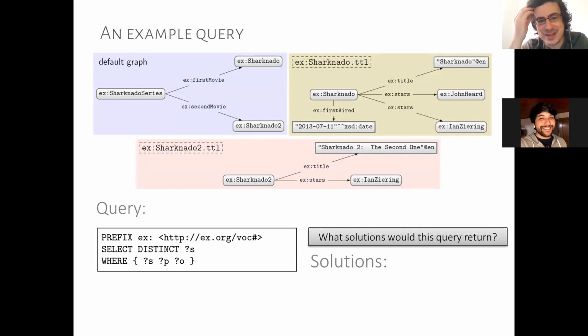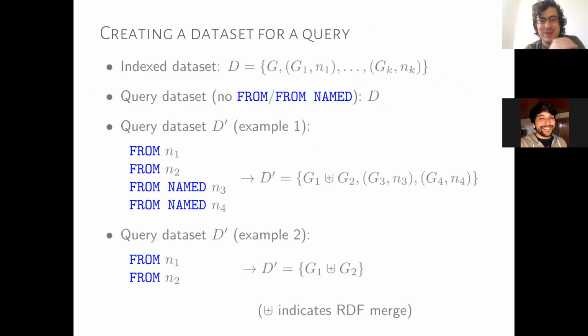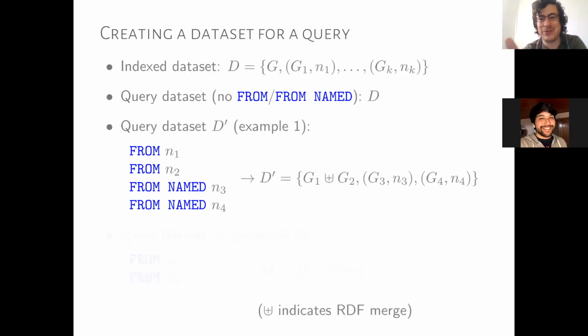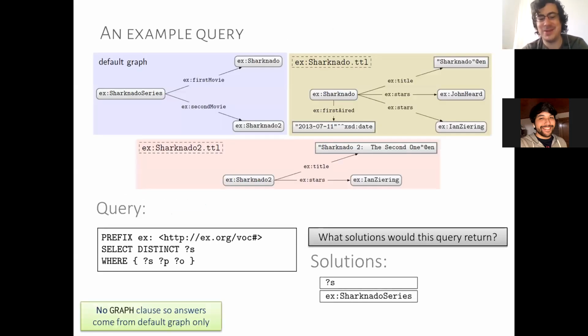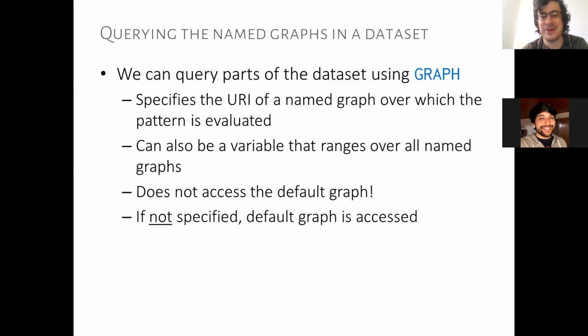Okay, so that's a lot of details. What's left are some examples, but I've run out of time. So I've explained all of the details of how from, from named and graph work. These are all the features we have, and what's left is to show you some examples that will go through that, and it should help to clarify how these features combine and what sorts of results they return.